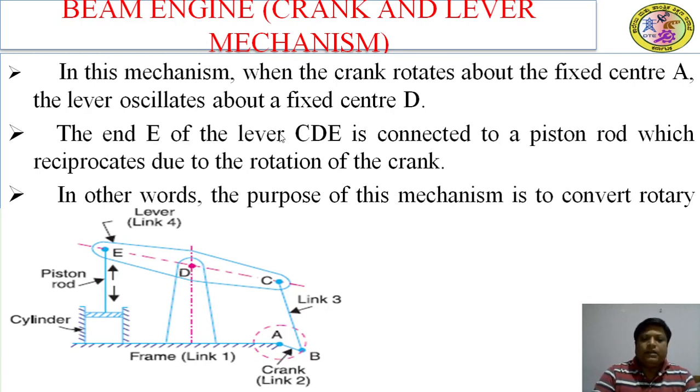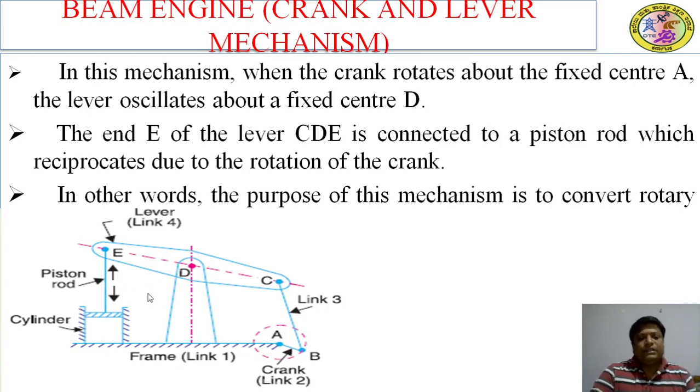The end E of the lever CDE is connected to the piston rod, which reciprocates due to the rotation of the crank. Whether the crank rotates clockwise or anti-clockwise, the lever oscillates about the pivot at point D, and then the piston rod moves to and fro. In other words, the purpose of this mechanism is to convert rotary motion into reciprocating motion.